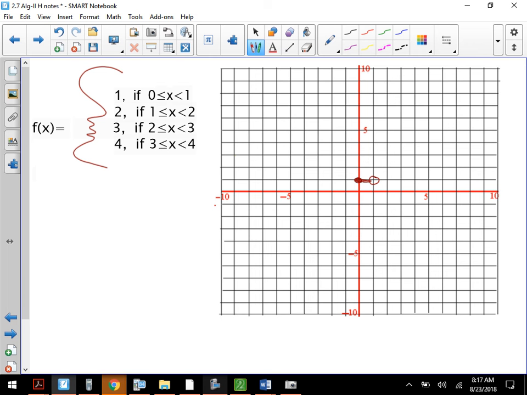What do I do next? I go up a step. My next step is at 2, and it's restricted between 1 and 2. And then I go to the next one. It's at 3 between 2 and 3. And then at 4 between 3 and 4. That, ladies and gentlemen, is a step function.